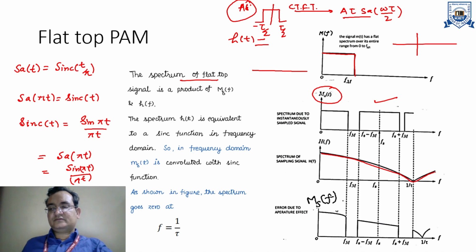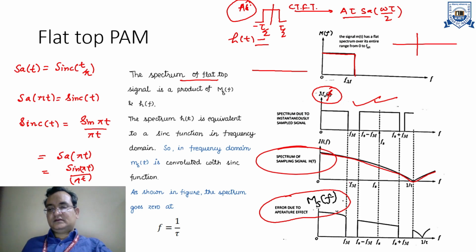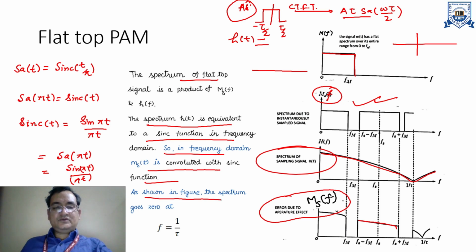This is your H of f, the spectrum of h of t, and when you convolve or multiply these two terms, this is actually M of f, so you will get this type of signal. You can clearly see that as the frequency goes toward the high side, the amplitude of the high frequency spectrum is decreasing. The spectrum of h of t is equivalent to a sinc function, as I have already discussed. So in the frequency domain, it is multiplied with a sinc function, right? As shown in the figure, the spectrum goes to 0 at f equal to 1 by tau and also decreases.